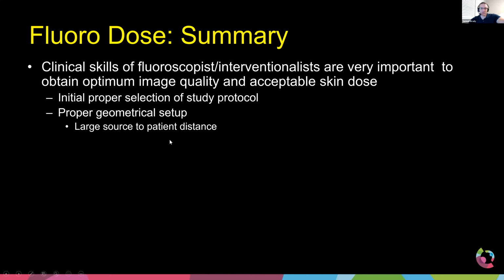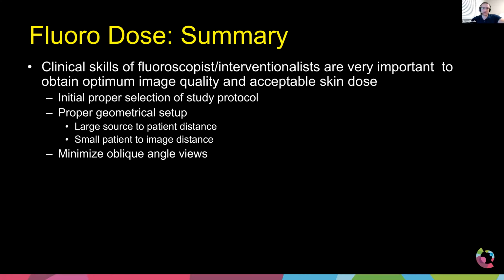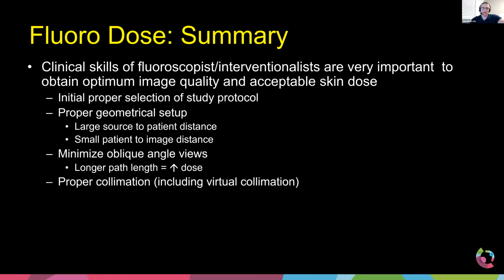We want the largest source to patient distance. In other words, keep the table and the patient as far away from the source as possible. Small patient to image distance, so keep the detector as close to the patient as possible. We're going to do our best on a rotating system to minimize the oblique and lateral angles. Longer path lengths through the patient obviously increase the dose. We want to collimate as much as possible.